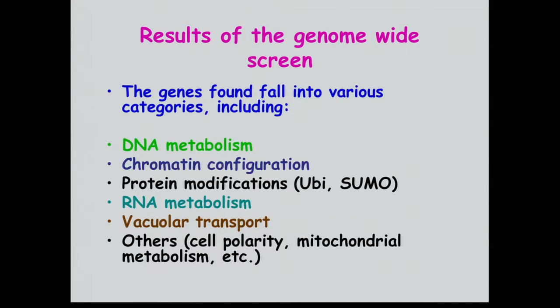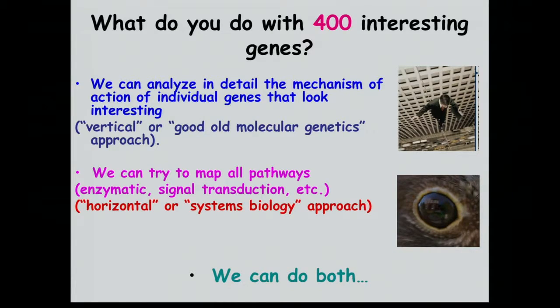So what do we do if we have 400 genes that we are interested in? You can do one of two things. What I call the vertical approach, which is you take genes that you are interested in, usually P53, and then you throw away all the list of 400 and you concentrate on one or two, and you analyze what they do, where they act, how they act, how they are regulated, and so on. What I call the vertical view, but it used to be called molecular genetics or molecular biology.